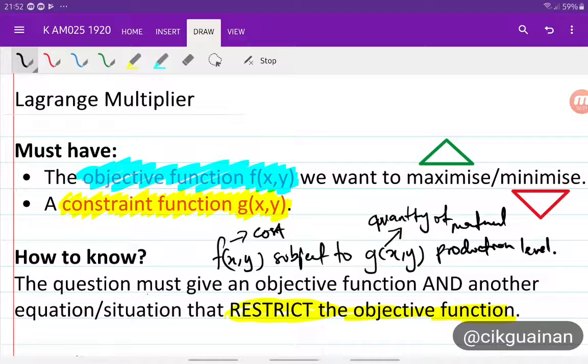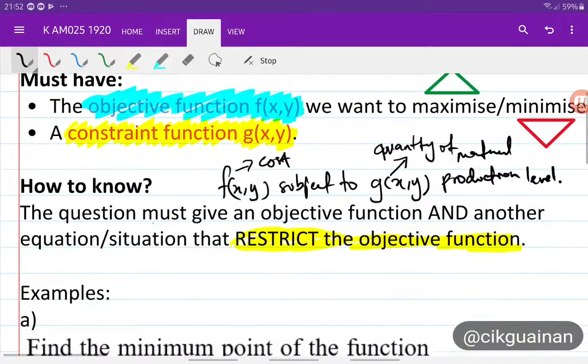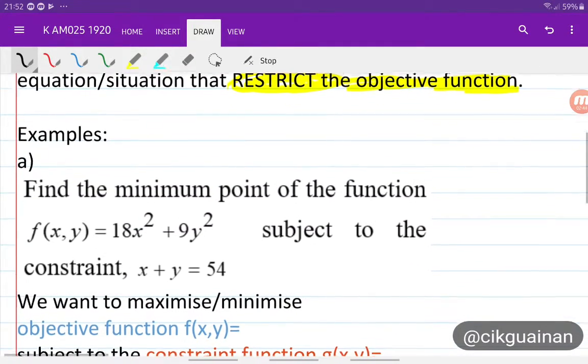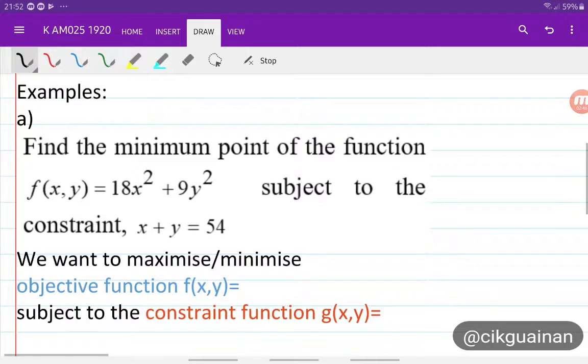In your syllabus now, you are dealing with one constraint only. But if you go further up in higher tertiary education in university, you might find Lagrange multiplier with multiple constraint functions. So let's look at two examples of how to spot them.